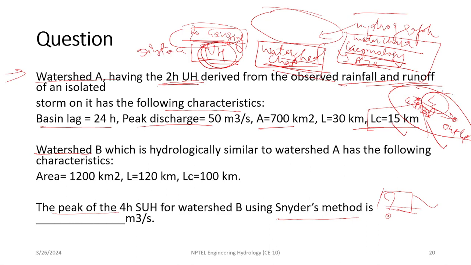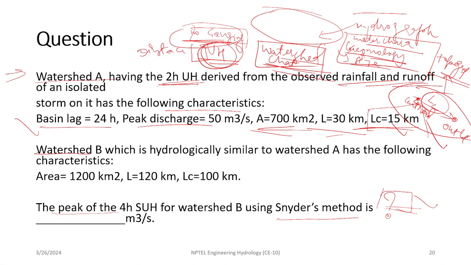Keep in mind, all this information can be taken from topographical maps. You can directly get these values and have an idea about the area. Nowadays people prefer plotting everything in GIS, geographical information system. From there they get the area, the length of the catchment, and the value of LC. So you have this information.